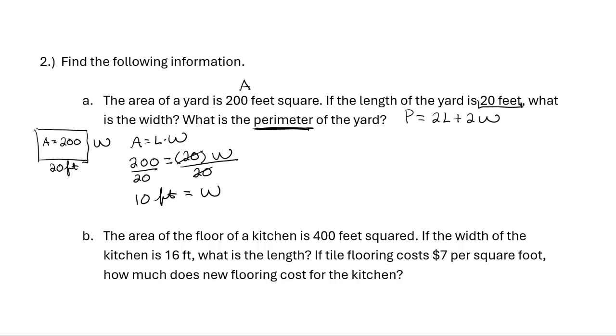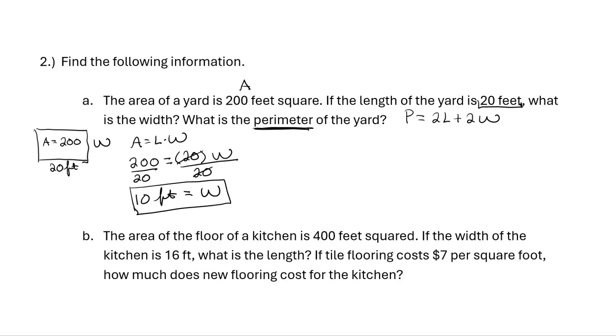Now, because I found the length of a side, that is a singular unit. It's not squared. If I found the area, then the unit would be squared. So this is the answer for the first question.